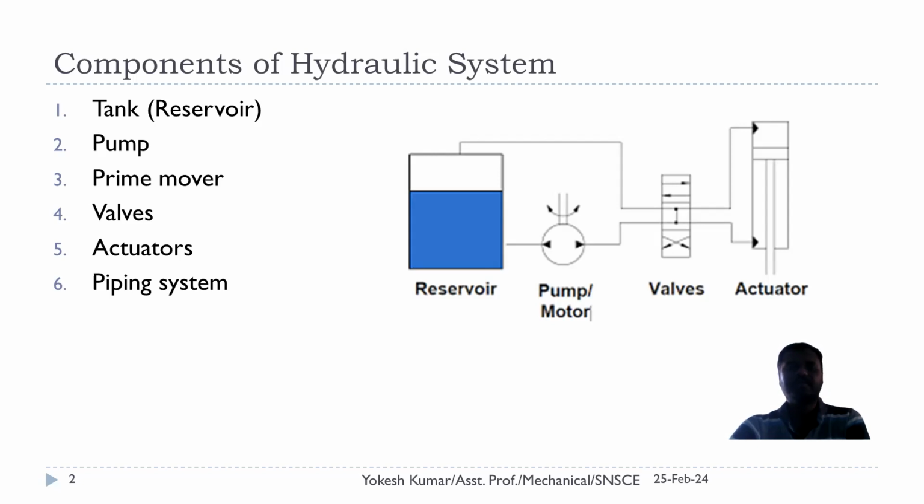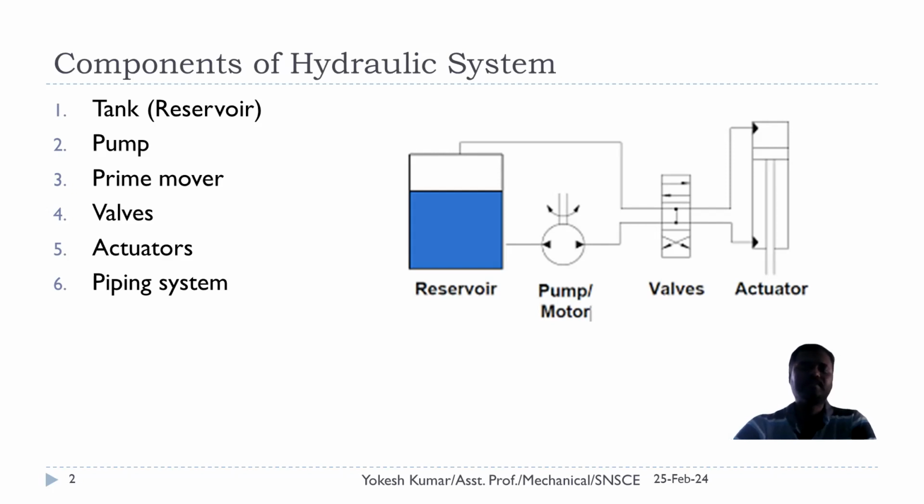And the third component, valves. Suitable control valves are used to control the parameters of the fluid or liquid. There are three parameters we need to control. One is the direction of the fluid, second is the pressure of the fluid, third is the flow rate of the fluid. For controlling direction, we have direction control valves. For controlling pressure, we have pressure control valves. For controlling flow rate, we have flow control valves.